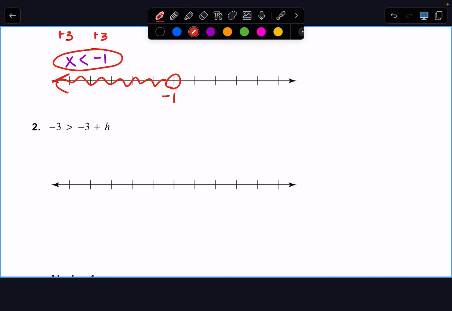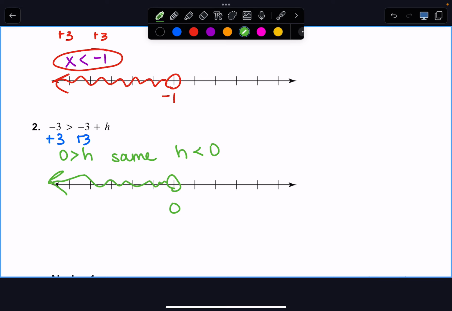Now, what about for number 2? Rachel, what do you have for number 2? So 0 is greater than h. We can add 3 to both sides to get 0 is greater than h, which is the same thing as h is less than 0. So at 0, we have an open circle, and please make sure you're going to the left because the numbers are getting smaller than 0. Is that okay? Ava, what's your question? Nothing.